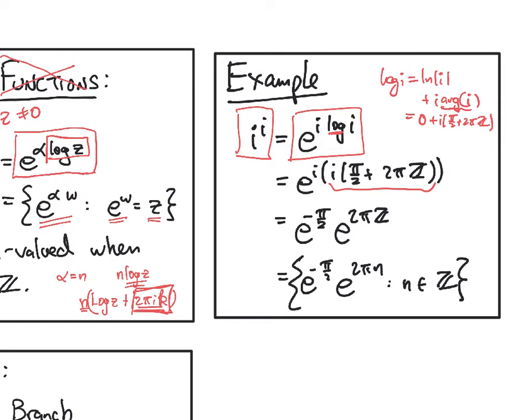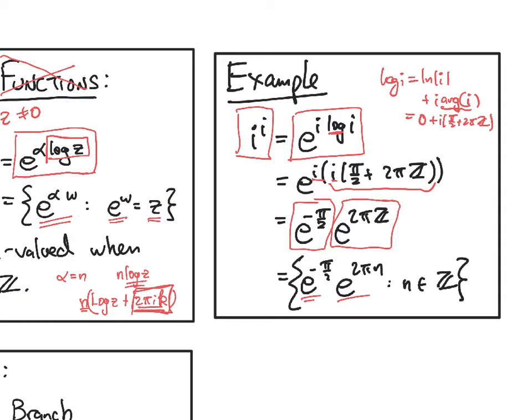And that's what we've written here. But we have i squared in there, so you get a minus pi over 2 in the exponent, and then you get all of these e to the 2 pi n's here as the other values of this multiple valued object. So it's e to the minus pi over 2, e to the 2 pi n, where n is in Z.